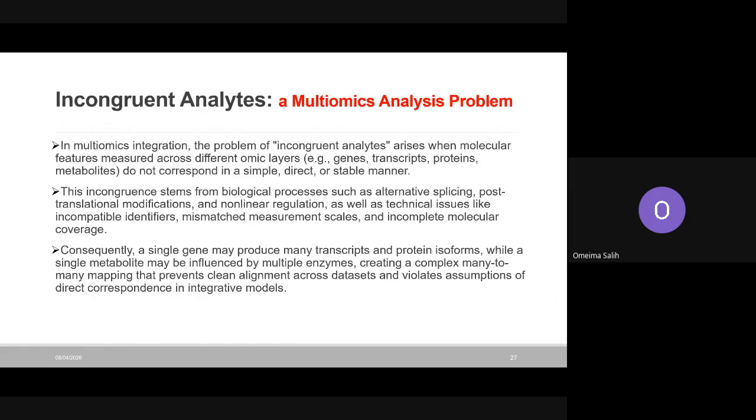But one of the main challenges is the incongruent analytes. What do we mean by incongruent analytes? In multiomics integration, this problem arises when molecular features are measured across different omic layers. For example, you are studying genes, transcripts, proteins, metabolites, and while you are studying this, you recognize that they do not correspond to each other. So this is what we call incongruent analytes.